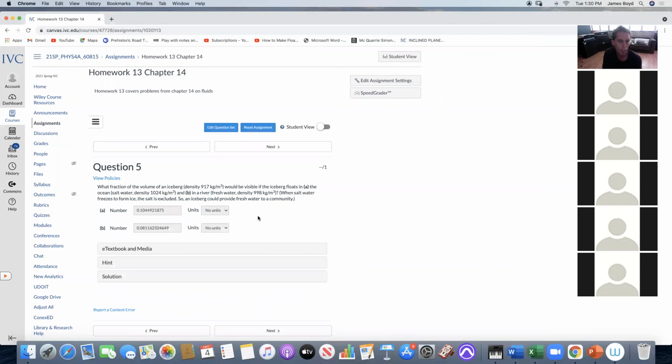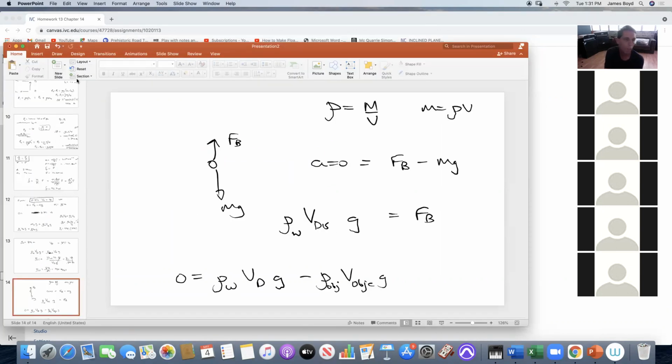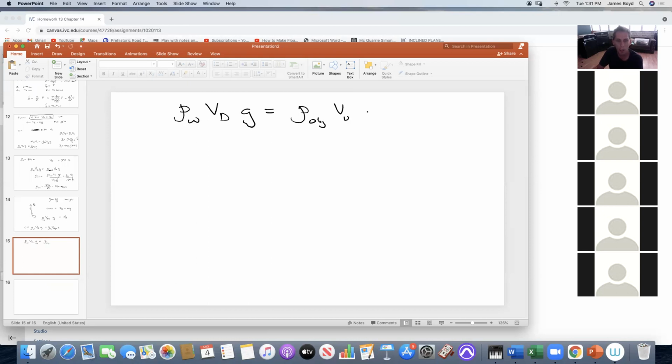Question 5, what fraction of an iceberg would be visible if the iceberg floats in the ocean in a river? Okay, so we have a buoyancy issue here. And what we want to know is the volume displaced. So the density of the water times the volume displaced in the water, G, is equal to the density of the object, the volume of the object, times G. G cancel. So the volume displaced is density of the object, volume of the object over the density of the water.